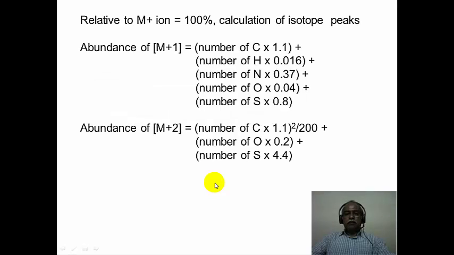How is it done? Suppose the molecular ion M plus has a 100% abundance, what are the contributing factors to the abundance of the M+1? That is what is mentioned here.